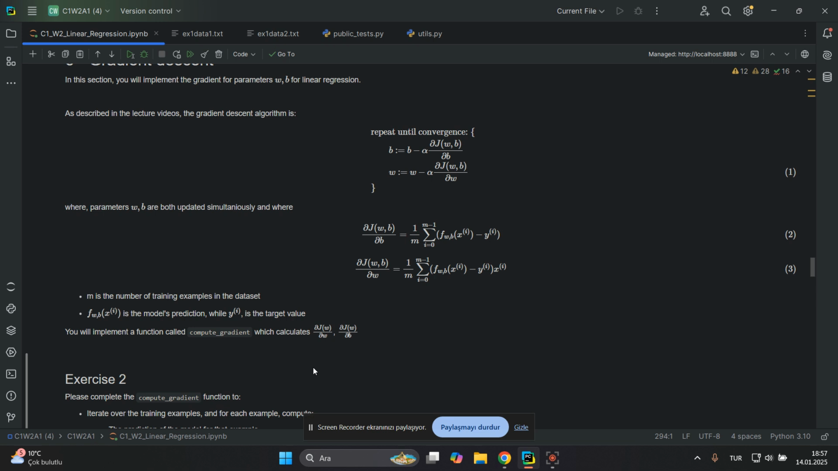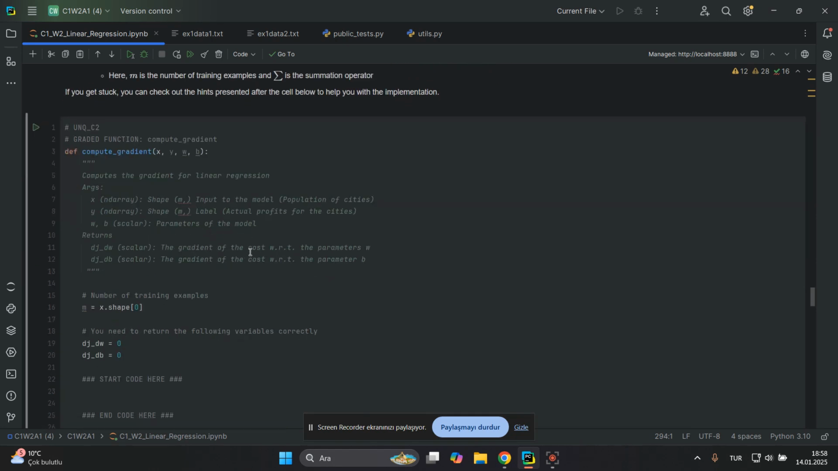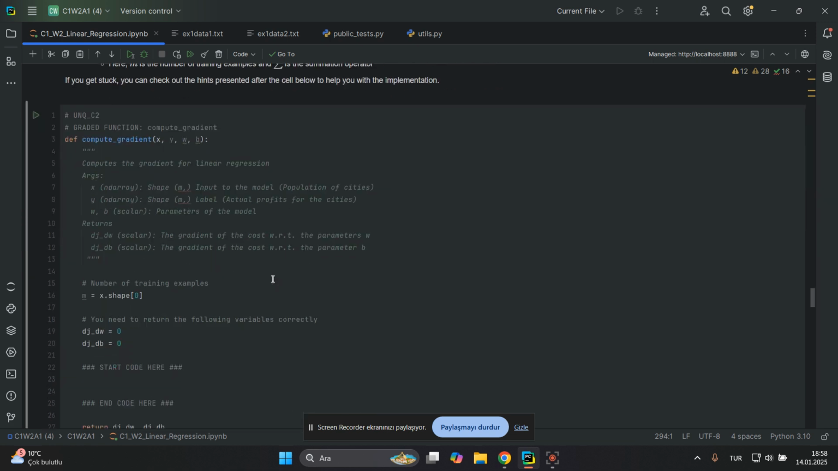calculates the gradient. The exercise is to complete the gradient function to iterate over examples, and for each example compute the prediction of the model for the example, and the gradient for the parameters w, b for the example. Then return the total gradient update from all examples, where m is the number of training examples and the summation operator is used. If you get stuck, you can check the hints after the cell.